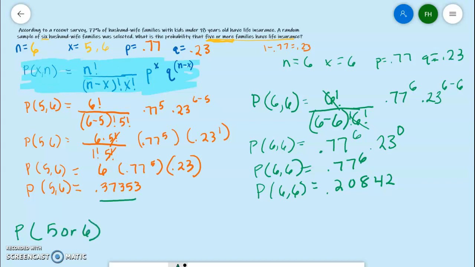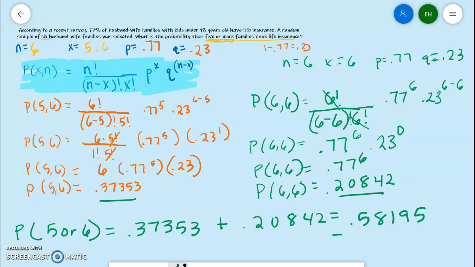So now we need to do the probability of 5 or 6. So we need to add these two numbers together. 0.37353 plus 0.20842 would equal 0.58195, which rounded would be 0.5820. So the probability that 5 or more families have life insurance, there's a 58% probability that they will have life insurance.